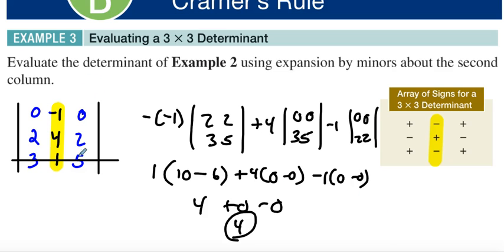So feel free to do the third column, the first row, second row, third row. We always get the same answer.